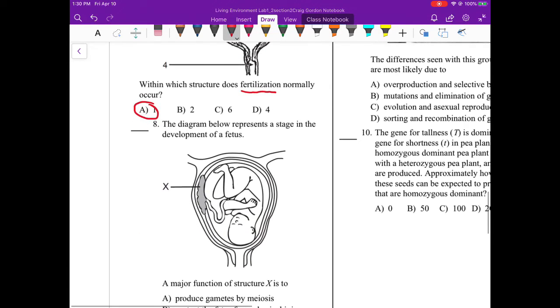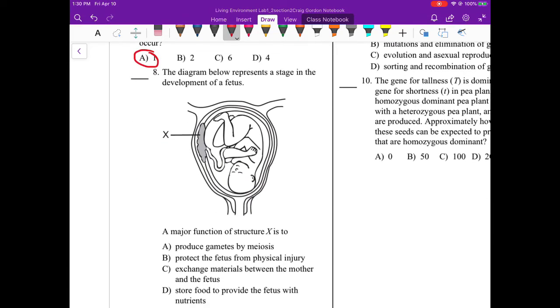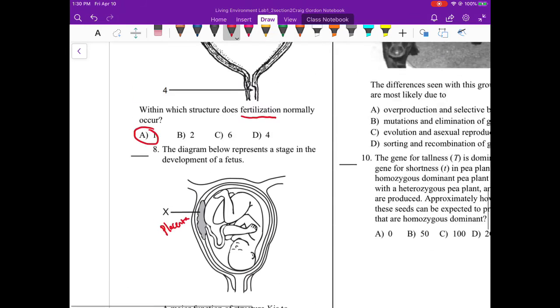Couple more here. Number 8, it's asking what does X do? X is the placenta. You have to know that. And that is going to exchange materials between the mother and the fetus.